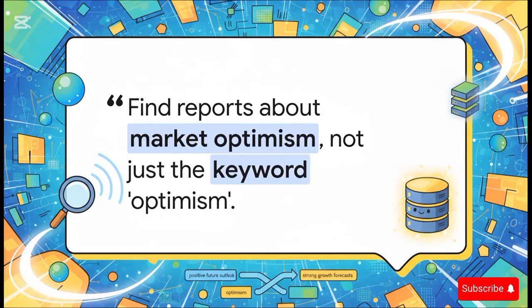Let's dig into semantic search for a second. A normal, old-school search for the word optimism would only find documents with that exact keyword. But with PGVector, you can search for the concept or the vibe of optimism. The system knows that a report talking about a positive future outlook and strong growth forecasts is what you're looking for, even if the word optimism is nowhere to be found. That's a massive game changer.